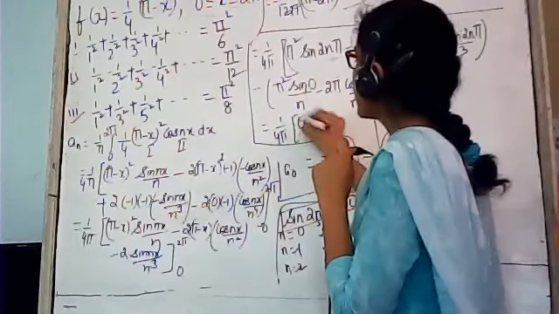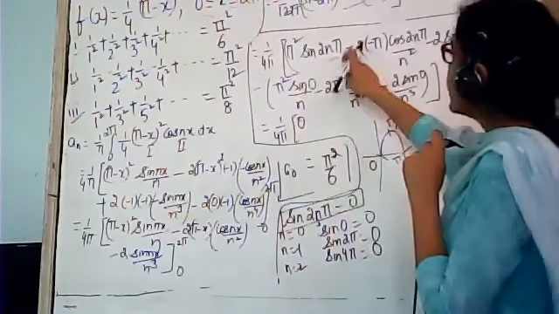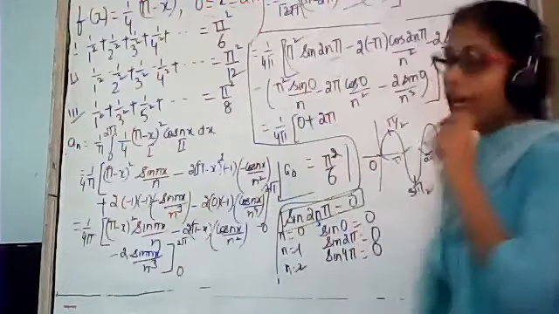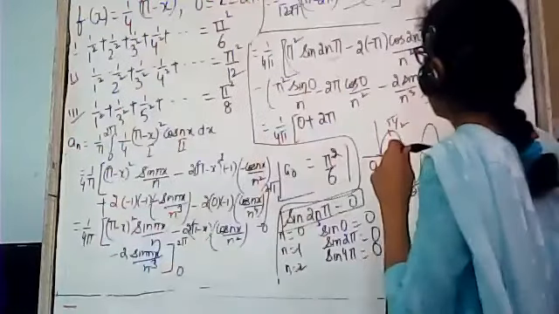So this is equal to 0. Pi square into 0 is again 0. This minus and this minus will become plus 2 pi. Can anybody tell cos 2n pi? 1. Very good.